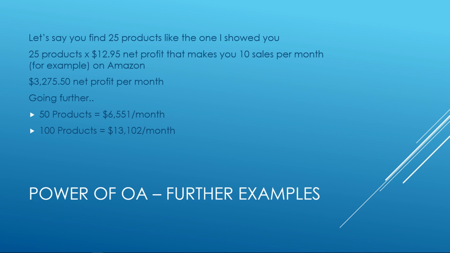Now, if we went further with that, if you're able to find 50 products, which you could certainly do, that would be $6,551 a month. If you did 100 products, that's $13,102 a month. I've made over $25,000 in a single month doing online arbitrage, guys. This stuff works. People don't believe the numbers, but if you can figure out the concept, and you can invest the capital and find the deals, the numbers get bigger. You just add zeros to that.